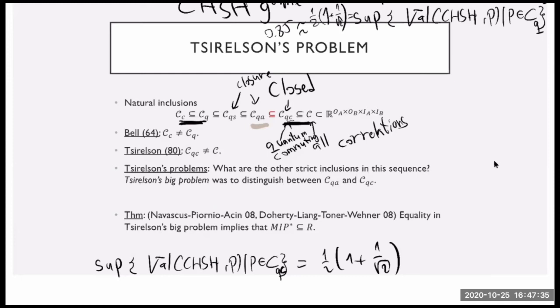After the break, I will explain why, if we have an equality between CQA and CQC, it automatically implies that MIP star lives inside R. So any problem inside MIP star is decidable: any decision problem inside MIP star can be resolved, computing whether it is a yes instance or a no instance in a finite amount of time.